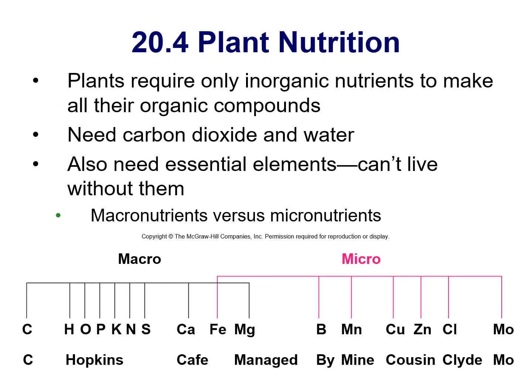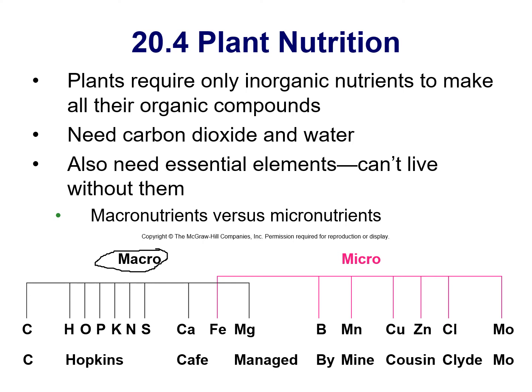Now, for plant nutrition, plants need to have certain things. So there's a nice little acronym down there, right? C. Hopkins Cafe, managed by mine cousin Clyde Moe. These are all the different nutrients. So the macronutrients is a fancy term for they need these in large amounts.